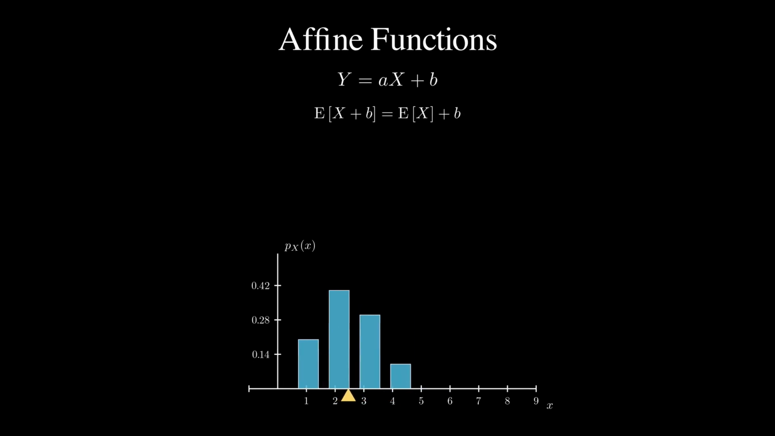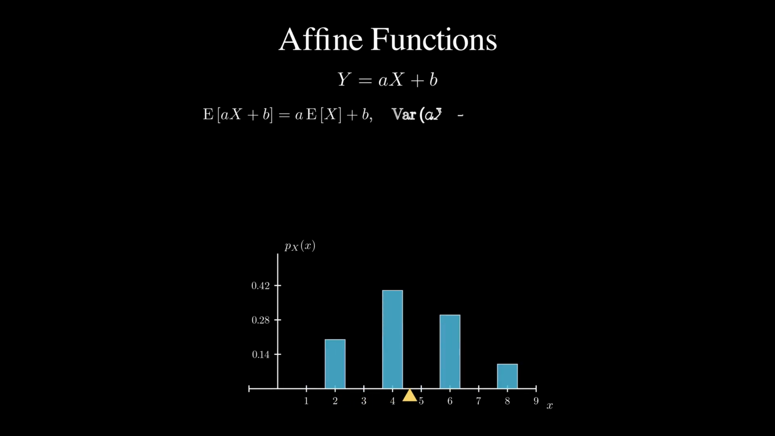Now scale by a. The balance point scales to a times the mean. But deviations from the mean scale by a too, and the variance squares them. So the variance picks up a squared. The mean of aX plus b is a times the mean plus b. The variance of aX plus b is a squared times the variance. The shift b is gone entirely.